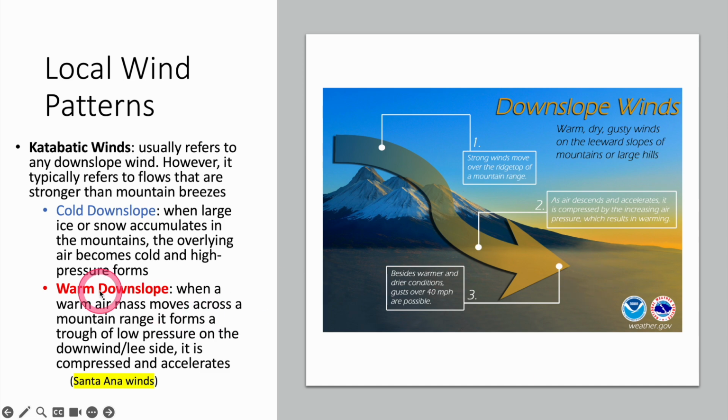A warm downslope is what we get typically with the Santa Ana winds. What causes that is high pressure out in the desert, like the Nevada area, and low pressure in California or off the coast. So high pressure wants to go where low pressure is, and so it carries warm, dry air from the desert. And as that wind crosses mountains, it compresses, speeds up, gets warmer and drier. So it kind of accelerates, gets warmer as it travels across all the mountain ranges. And by the time it reaches us, we have really warm, dry winds.